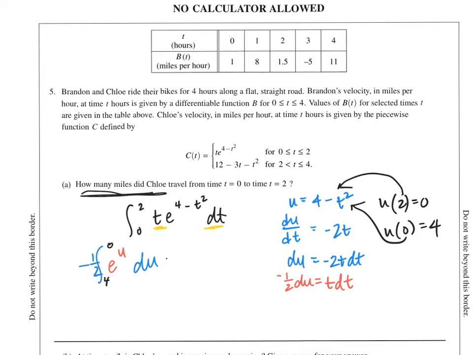Now, some people might be tempted to say, I want to flip my bounds. And what that would do is it would get rid of the negative sign in front of my integral. That's totally fine. You don't have to, but you're welcome to. I'm going to go ahead and use this flipped bound method. The antiderivative then of e to the u is e to the u, and I have my 1/2 out front. I'm going to integrate that from 0 to 4.